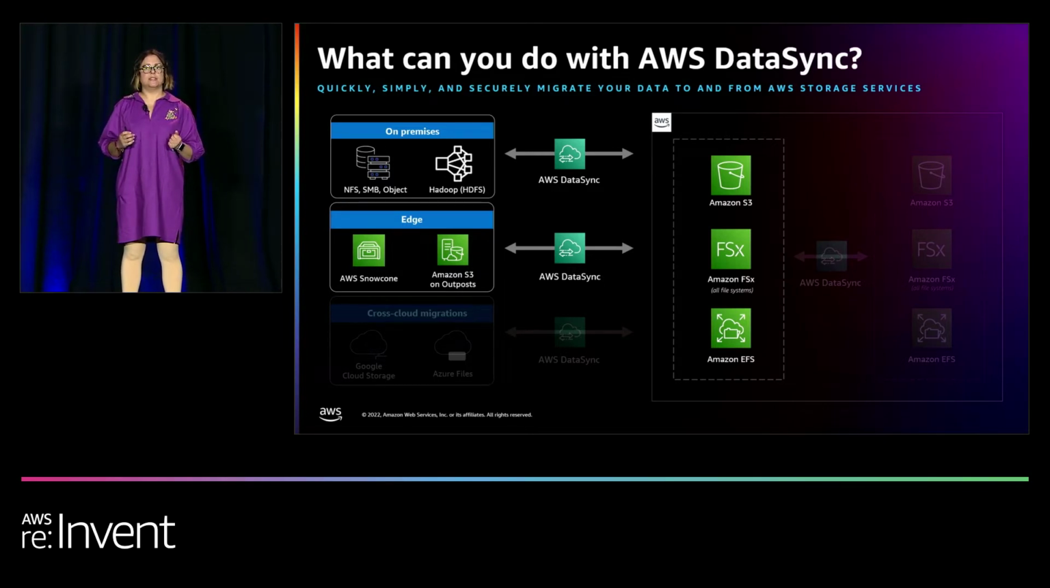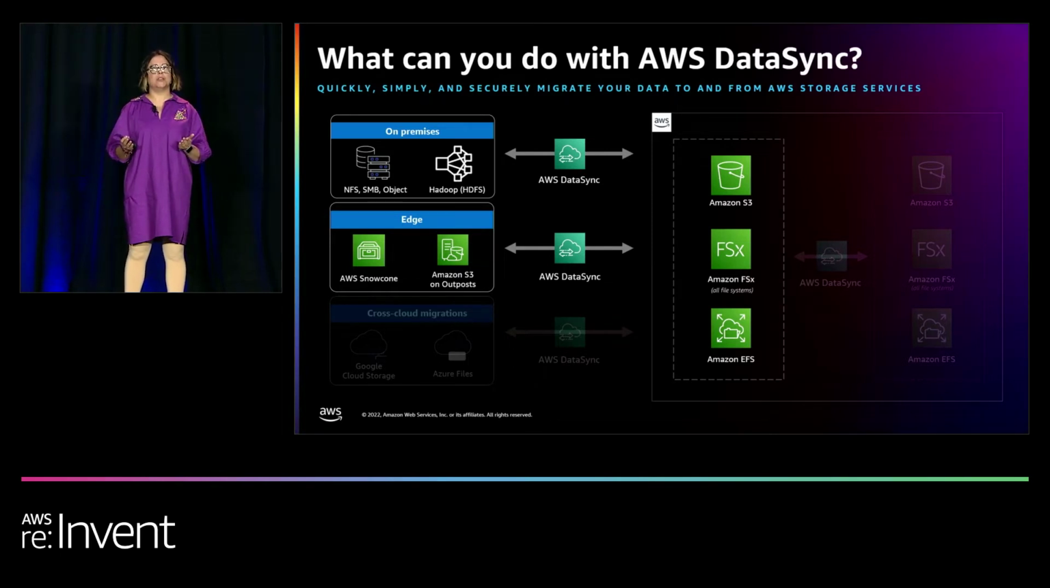Another use case is using AWS DataSync to move data from your Amazon S3 buckets in AWS regions to your Amazon S3 buckets on Outposts. And Outposts provides storage and compute capabilities at the edge. And the experience that you have with Amazon S3 on Outposts is similar to the experience that you are having with Amazon S3 on AWS.